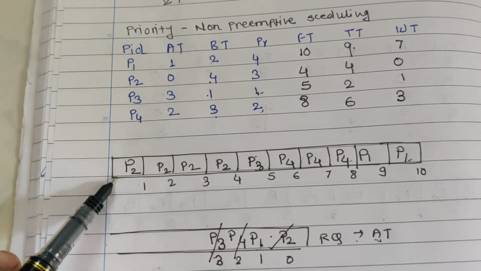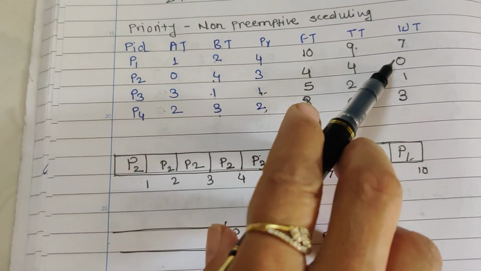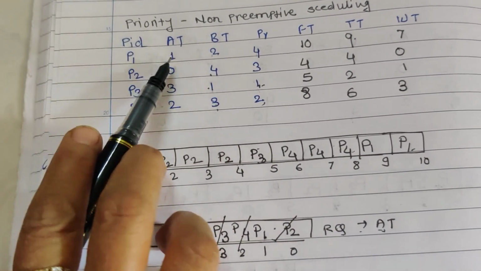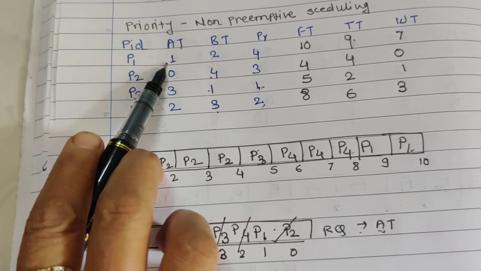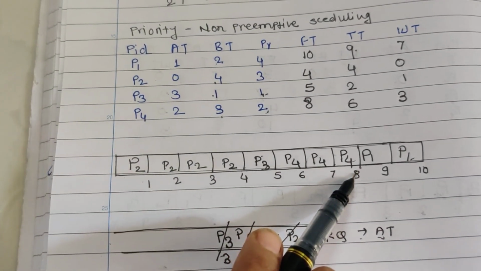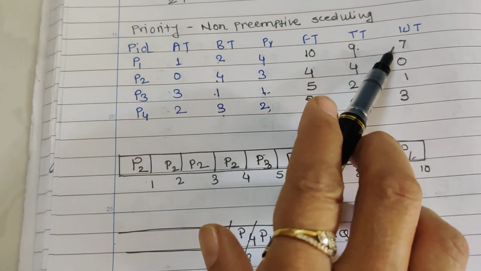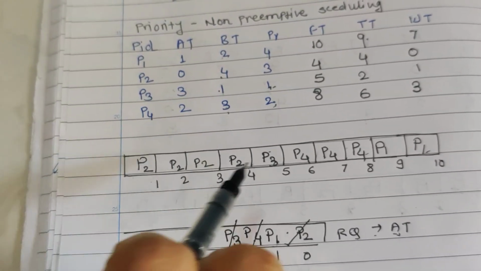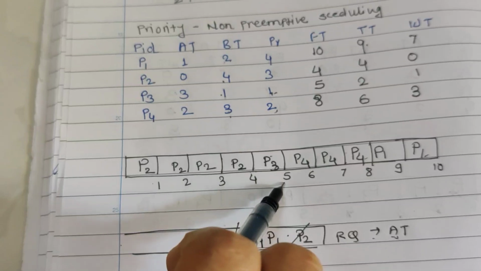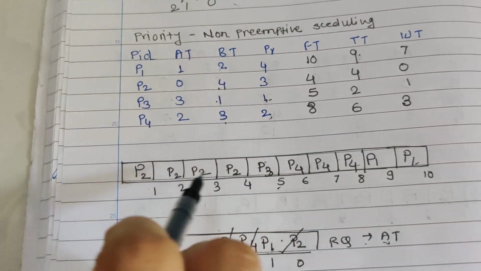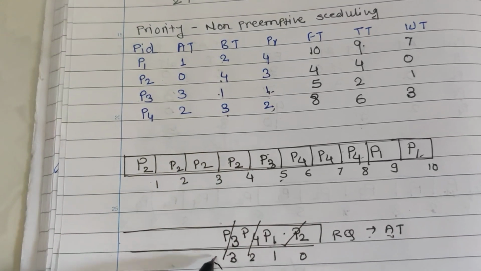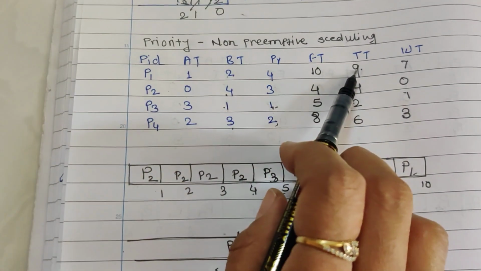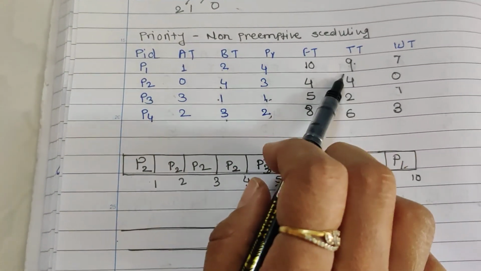Process P2 comes into the ready queue at unit 0. It has started the execution, so that's why the waiting time is 0. Process P1 comes into the ready queue at time 1, but started the execution at time 8. So it was waiting for 8 minus 1, 7 units. Process P4 comes into the ready queue at unit 2, but started the execution at unit 5. So 5 minus 2, 3. And process P3 comes into the ready queue at unit 3 and started the execution at unit 4. So the waiting time was 1. Turnaround time is nothing but the sum of burst time plus waiting time.